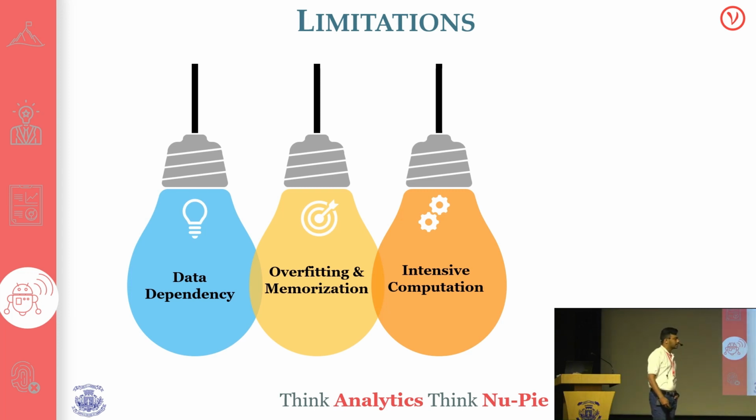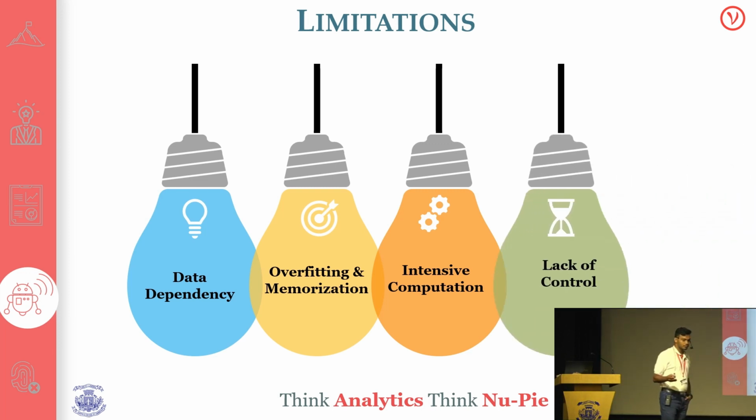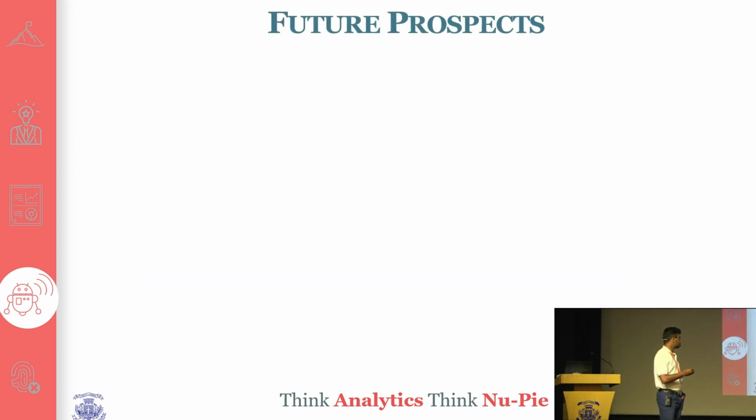And the next one is intensive computation. I guess if a small company wants to develop a generative AI model, it would take them a lot of computational resources. That's why you see companies like Microsoft and Google going ahead in this field, because of the computation power they have. And the last one is lack of control. As I told you, it's like a black box, and you will not know the reason behind the output which you get from the generative AI model.